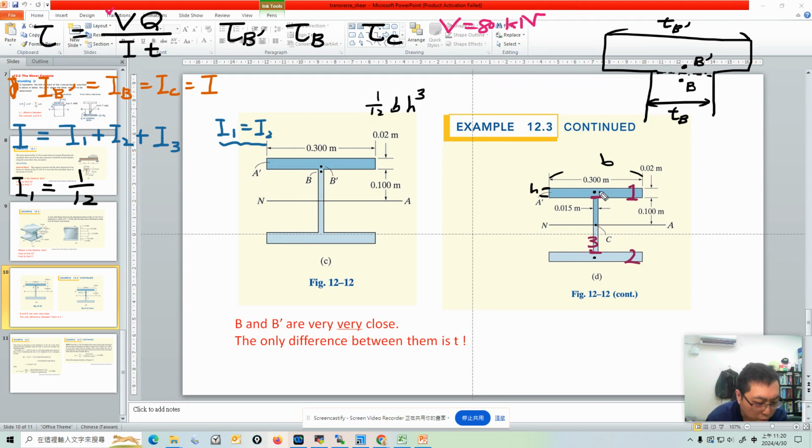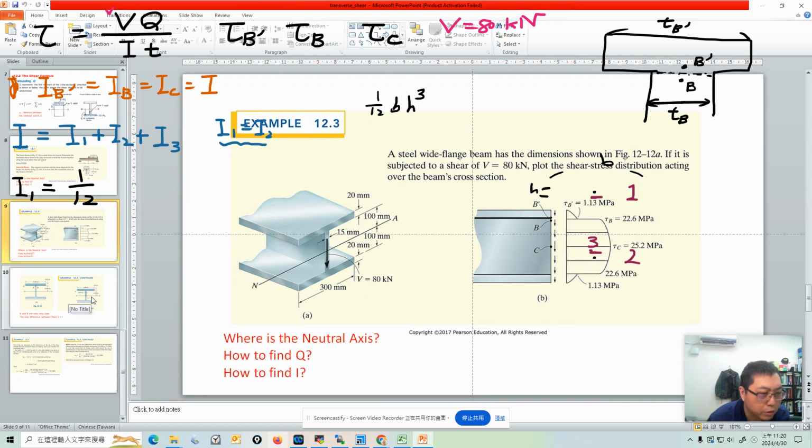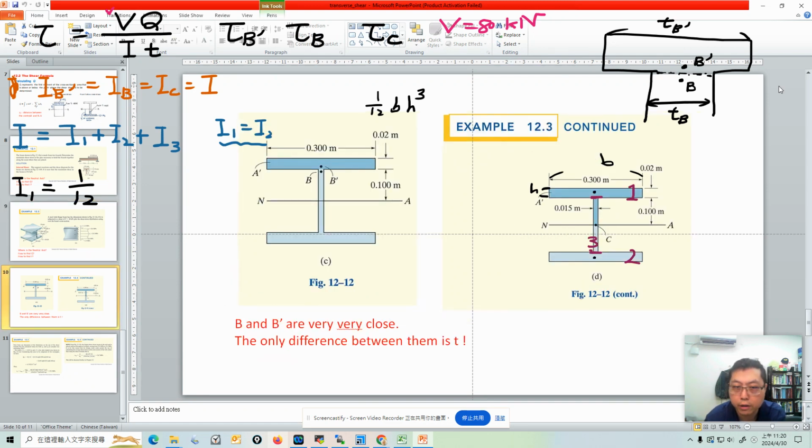Let me see the dimensions. The problem is in millimeters, so b is 300 millimeters, and the height is 20 millimeters, and then cubed. That's not finished. We have to add A d squared from the parallel axis theorem.